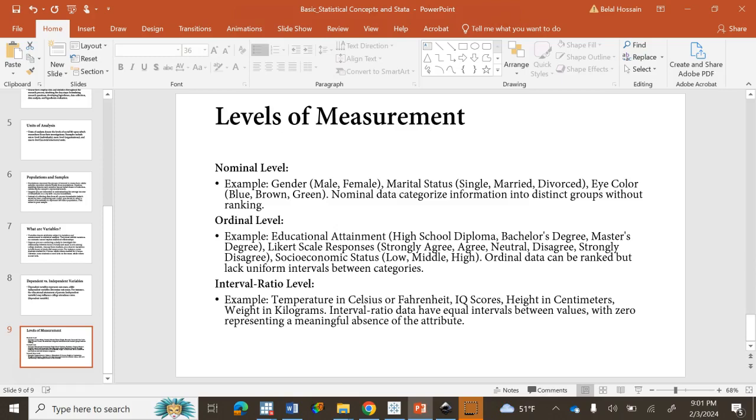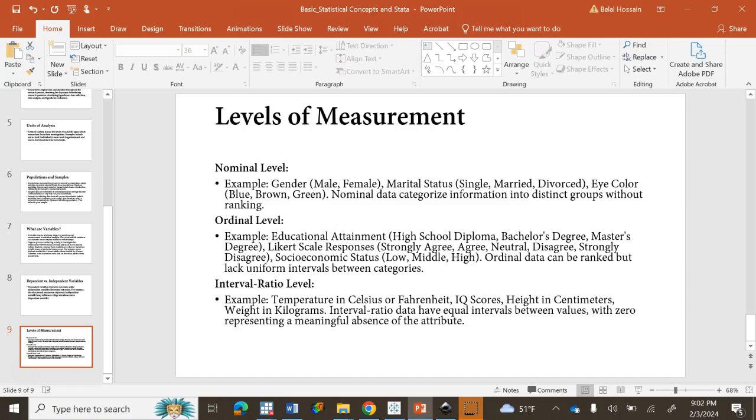Nominal, so just think about the name. From name, nominal level. For example, gender, it's just a name, right? Male or female. That's why it's nominal level. This is called level of measurement, how your variable is measured. If your variable is gender, it is measured at nominal level because these are names, not numbers. No rank, right? Marital status: single, married, or divorced. So these are names. Nominal data categorize information into distinct groups without ranking.